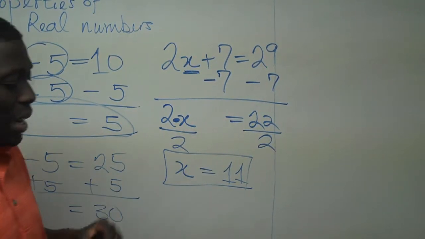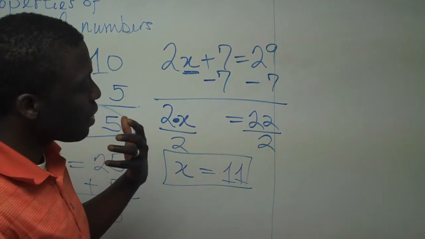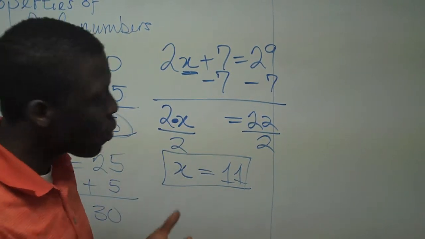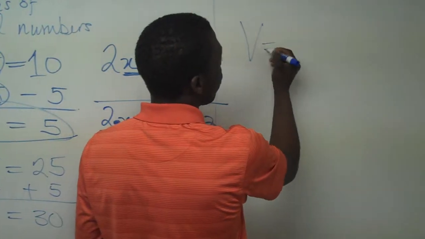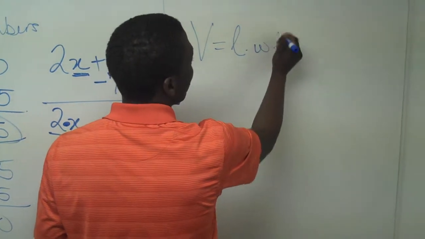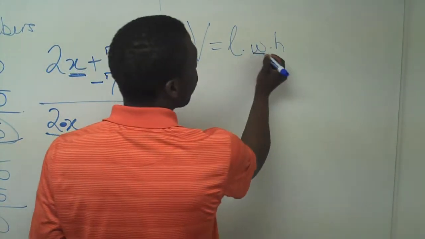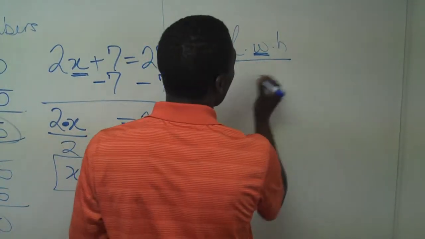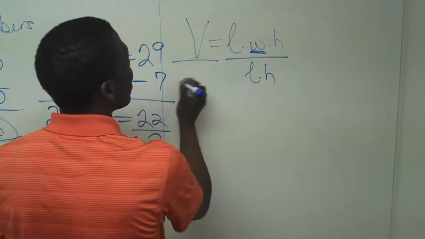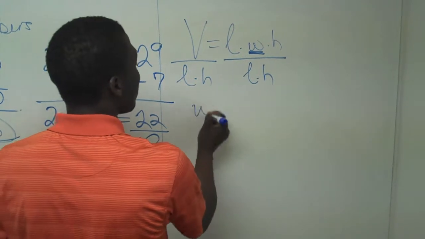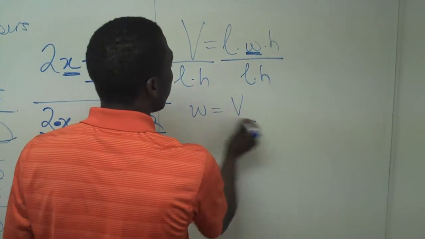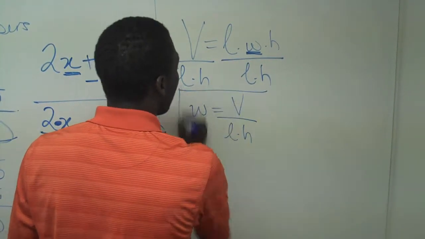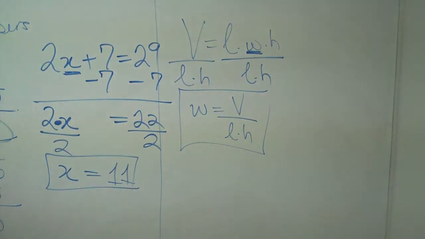Let me add now that with abstract and literal equations, like volume is equal to length times width times height. If I told you to solve for the width, you know what you're solving for, so you divide both sides by length times height. So width is equal to volume over length times height. And we will talk more about these down the road.